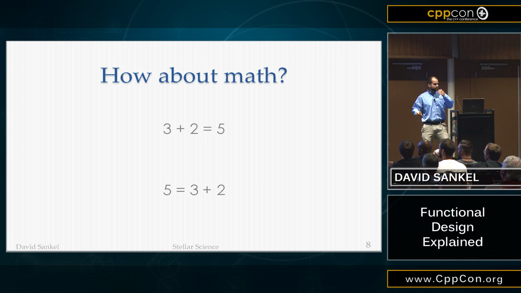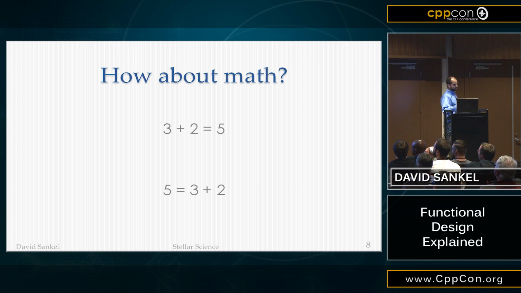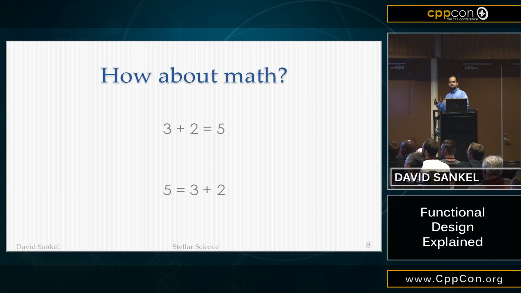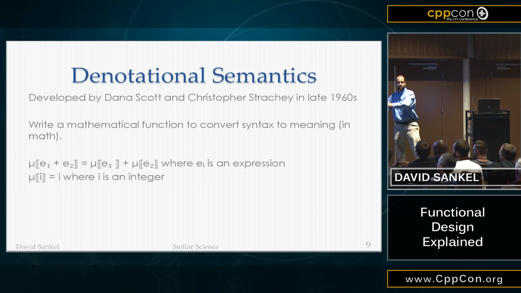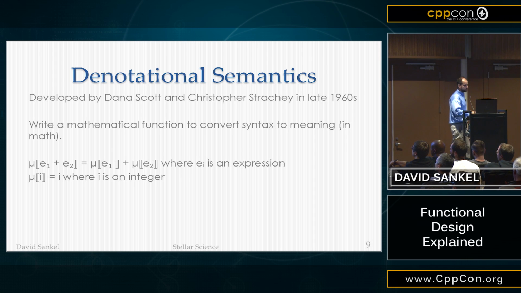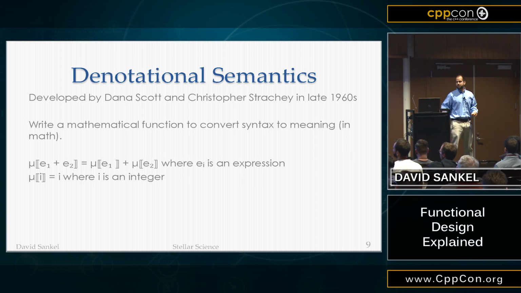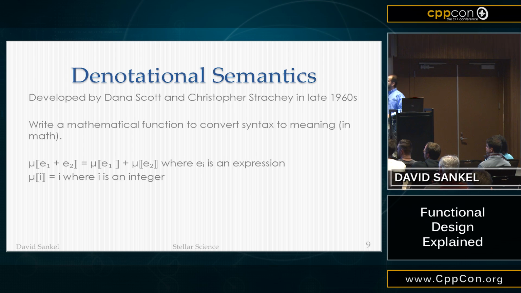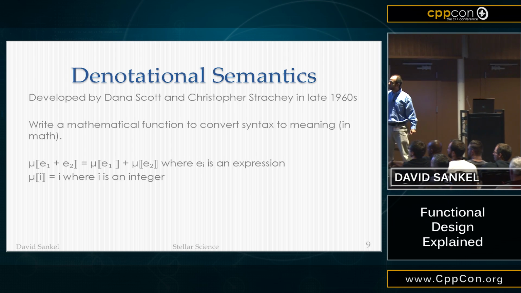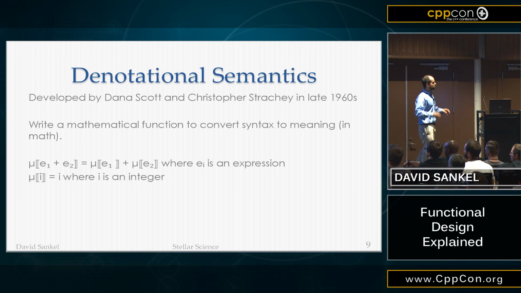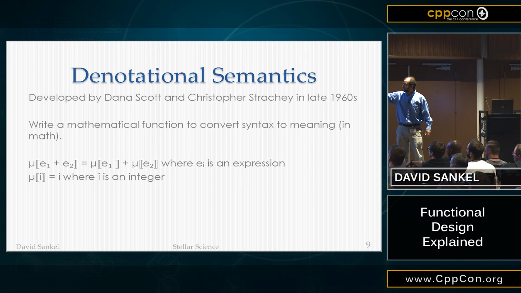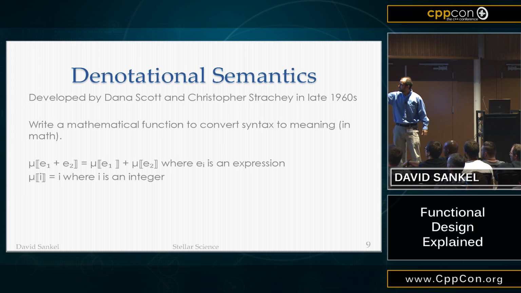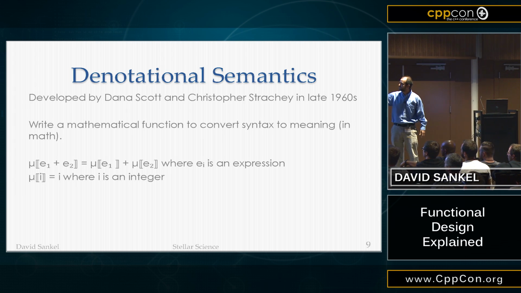So this idea is a very old idea, is to take mathematics and map your syntax to mathematics. And this is from Dana Scott and Christopher Strachey. And here's an example of how they do this. You have this function mu, which stands for meaning. So the meaning of this syntax, and when you see the double brackets, we're talking about syntax, is equal to, now on the right-hand side, we're talking math, the meaning of this expression plus the meaning of that expression.